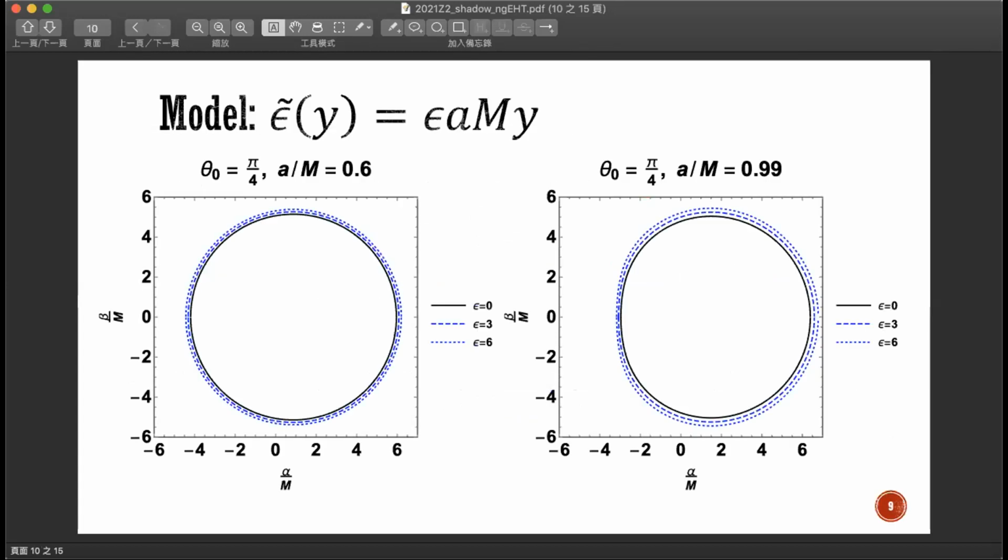Okay, so this is the shadow image. As you can see, if we change the value of this deviation parameter epsilon, we find that we only change the apparent size of the shadow. Okay, it doesn't significantly change the amount of distortion in shape. So basically, the amount of distortion is still determined by the spin of the black hole and the inclination angle of the observer, as in the Kerr spacetime.